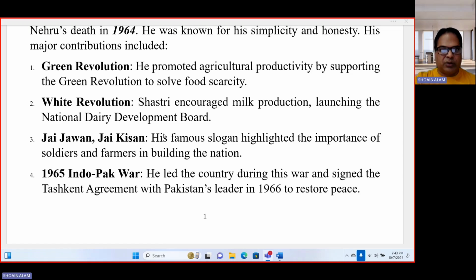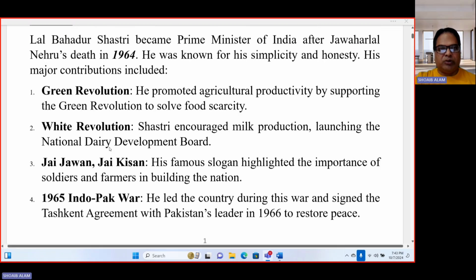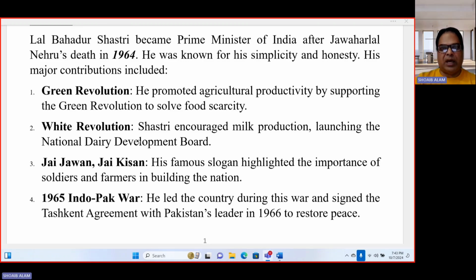So if you are asked to write down any contribution, any one contribution, two contributions, or directly if you are asked to explain the contribution of Lal Bahadur Shastri as the Prime Minister of India for 4 marks, then you can write down these 4 points. You can just remember the keywords: Green Revolution, White Revolution, Jai Jawan, Jai Kisan, and Indo-Pak War of 1965, in which he was the prime minister.